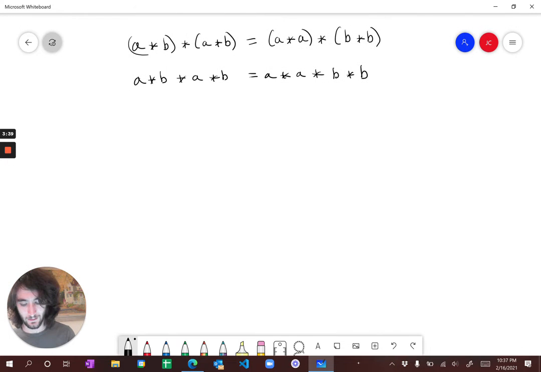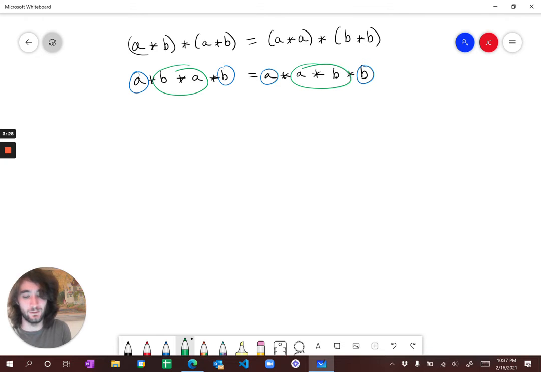Well, check out how similar these two expressions are to each other, right? They both start with an a. They both end with a b. The only difference is in the middle. So if we could somehow isolate that middle part, then that would be exactly what we need, right? That b star a equals a star b. And there's a super easy way to do that.